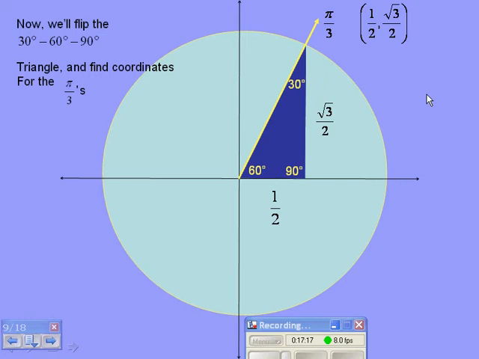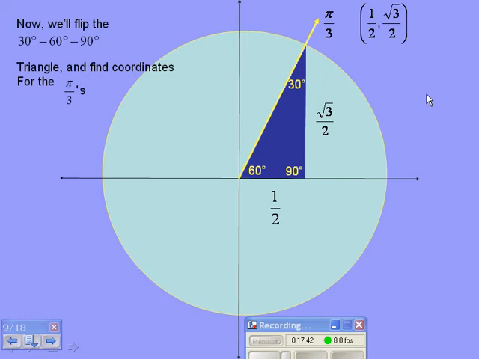Okay? So then it's going to be to the right 1/2 and up root 3 over 2. So my ordered pair is 1/2, comma, root 3 over 2. Does that make sense? I didn't have to redo all that formula stuff with the special right triangles because it's the same triangle. It's just that it's sitting on a different vertex down there at the origin.